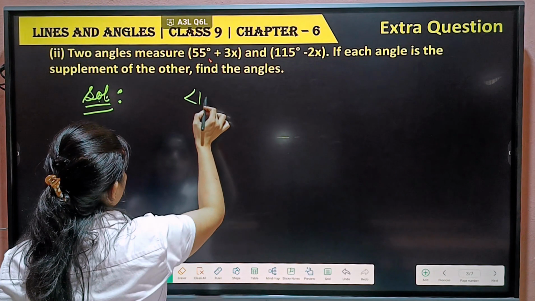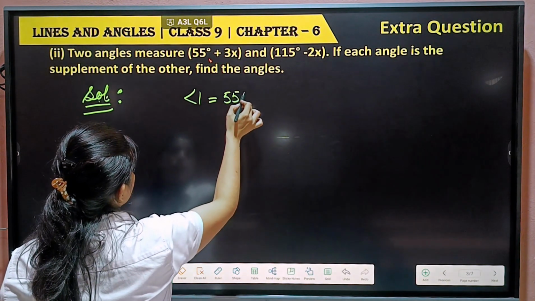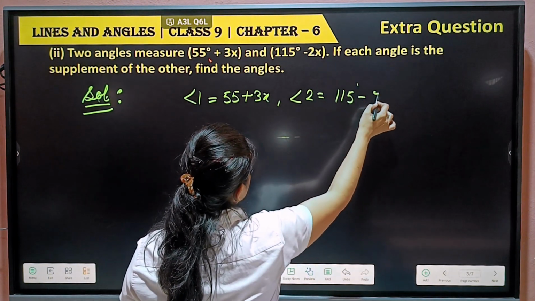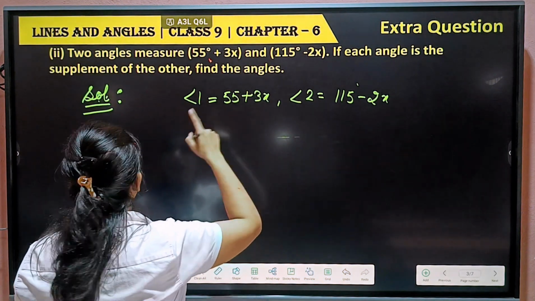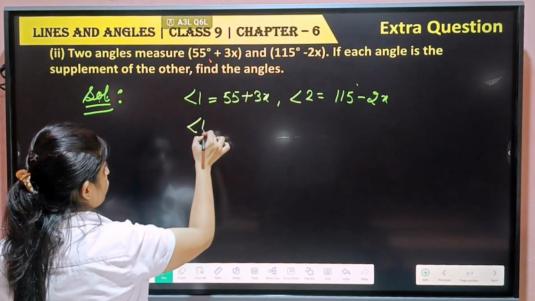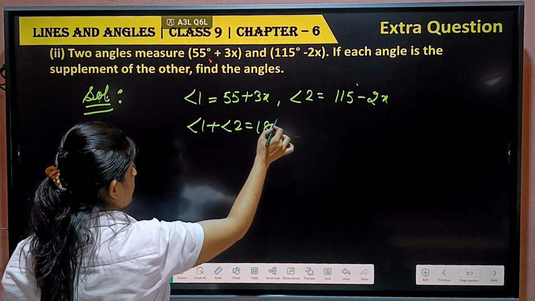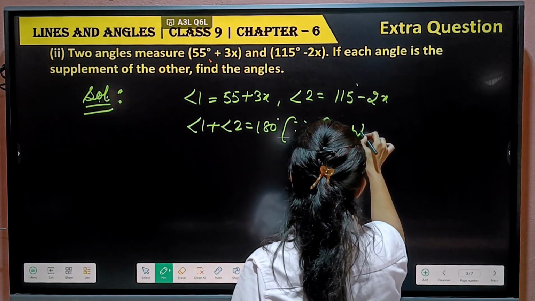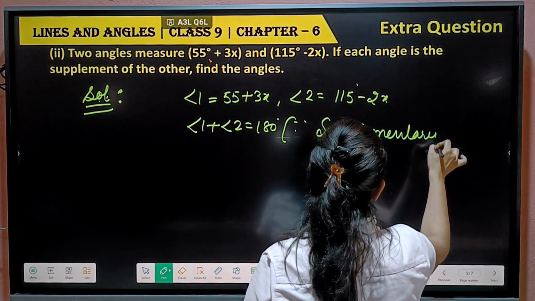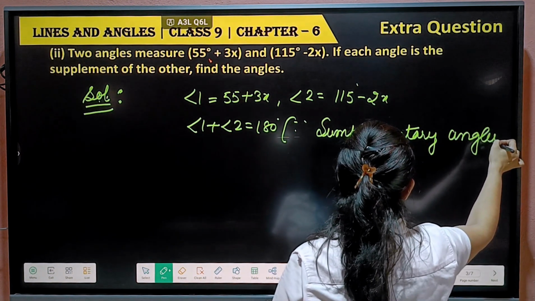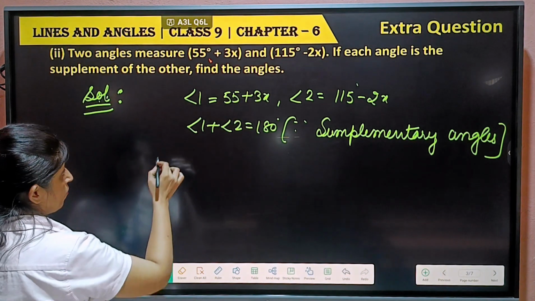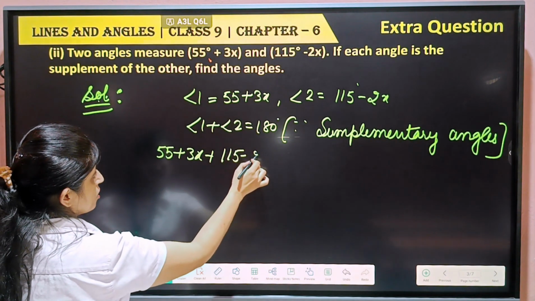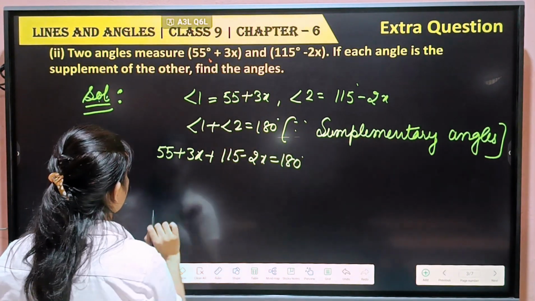Suppose this is angle 1. Angle 1 is equal to 55 plus 3x. Angle 2 is equal to 115 minus 2x. Okay? And both angles are supplements of each other, which means angle 1 plus angle 2 is equal to 180 degrees because the angles are supplementary angles, right? Supplementary angle sum is 180 degrees, right? Angle 1 is 55 plus 3x and angle 2 is 115 minus 2x, equal to 180 degrees, right?